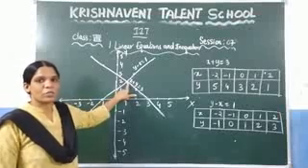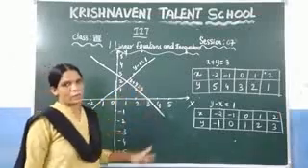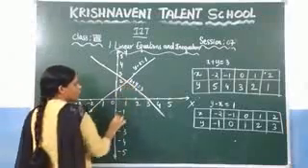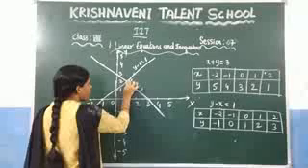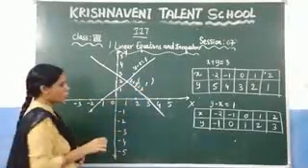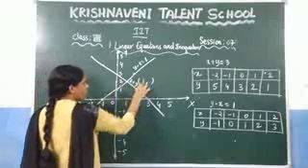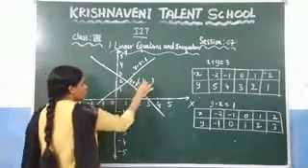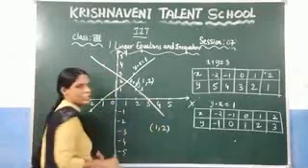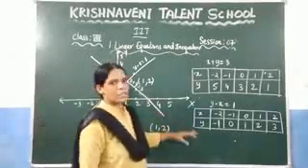That will be x is 1 and what is the y point here, which is 2. So clearly you can identify here 1 comma 2 is the solution of these equations.